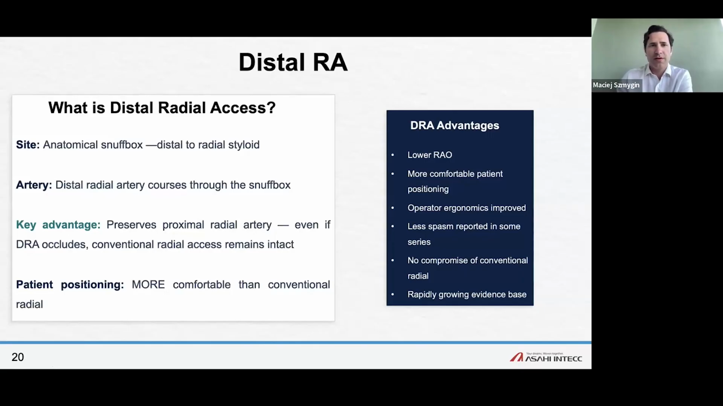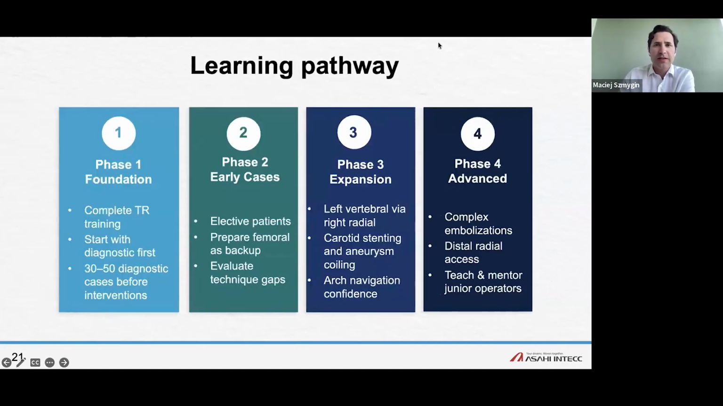So we will learn more about this access. To be honest, in our routine, clinical routine, we don't use it on an everyday basis. We don't experience many complications after traditional radial access. We do it only in selected cases when patients cannot rotate their hand. So I don't know if the distal radial is something we will go into.